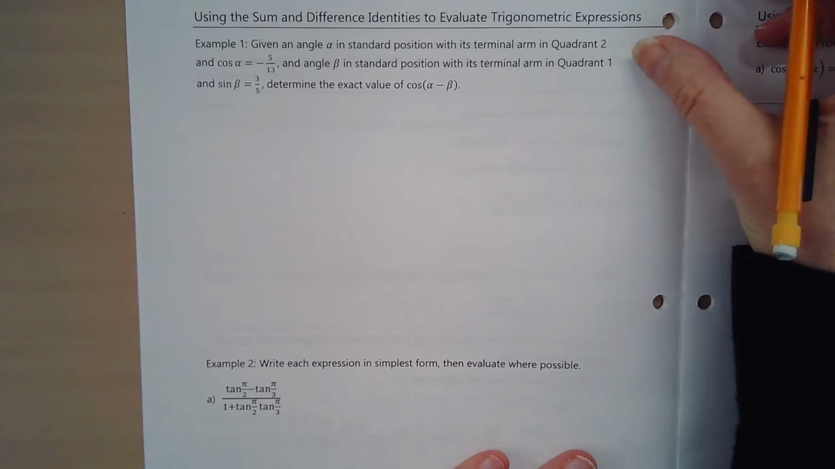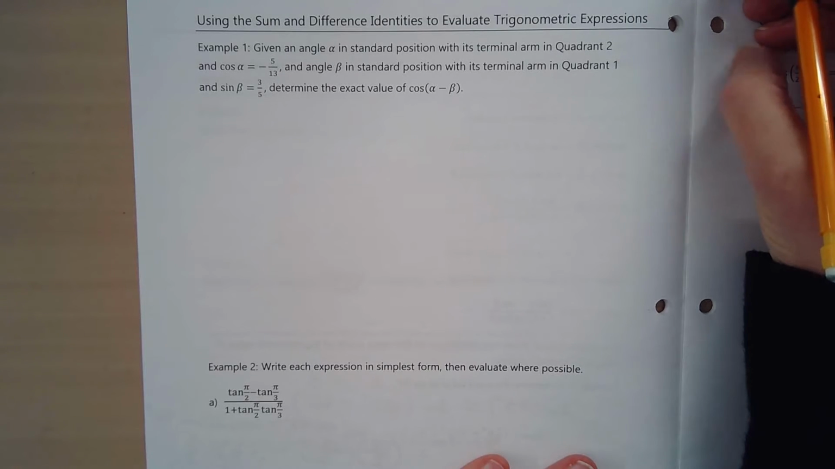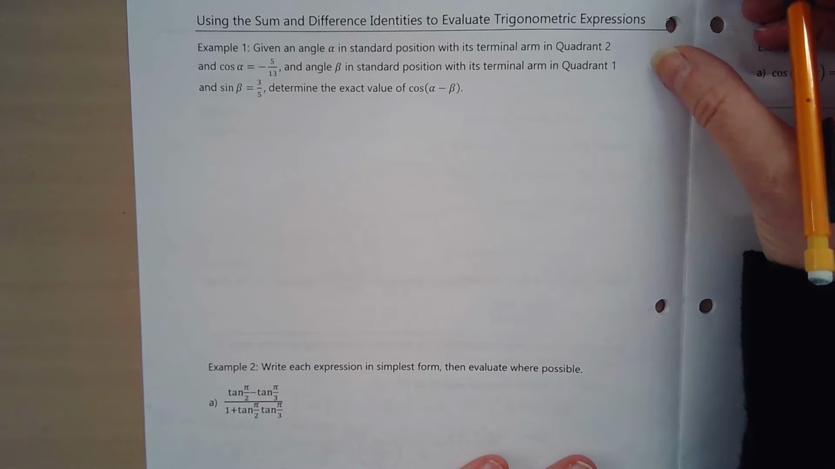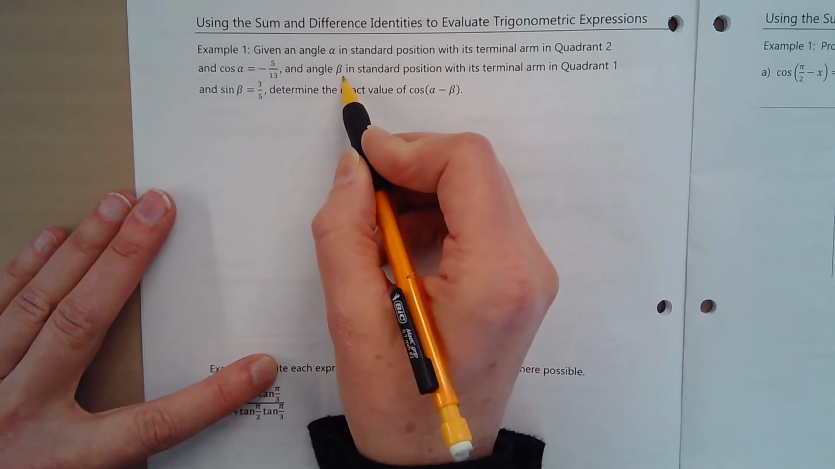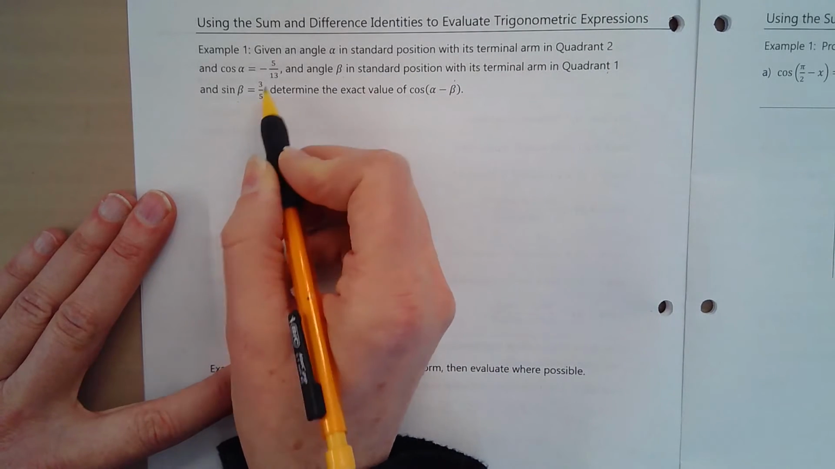Example 1. Given an angle A in standard position, terminal arm in quadrant 2, where cos of theta equals minus 5/13. Angle B is in standard position, terminal arm in quadrant 1. Sine of B is 3/5.